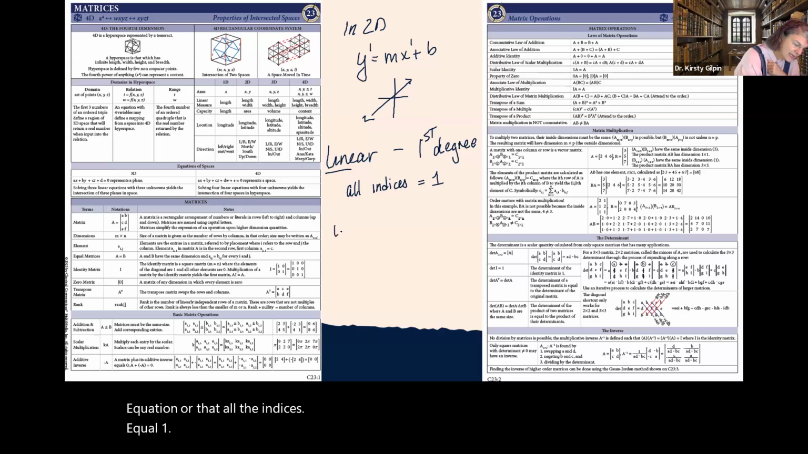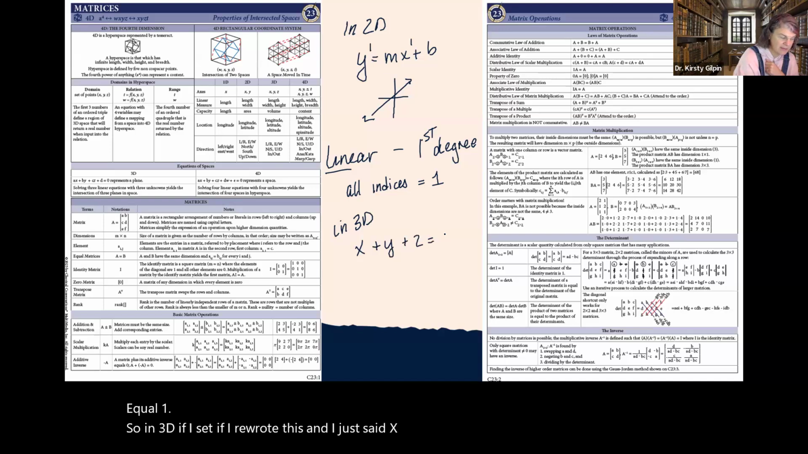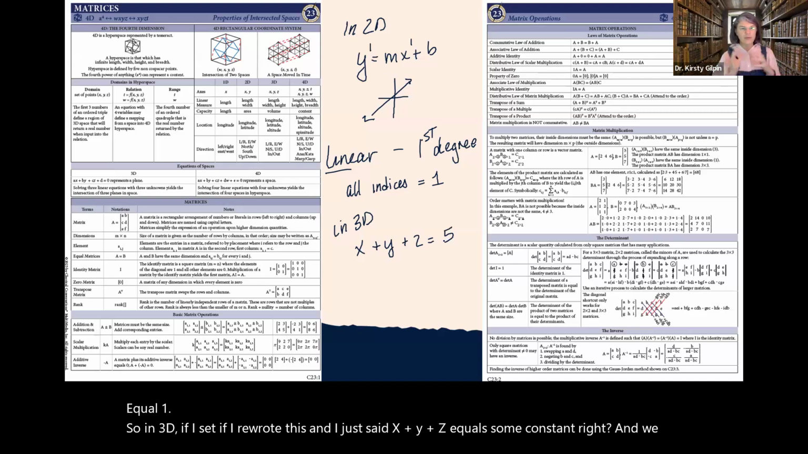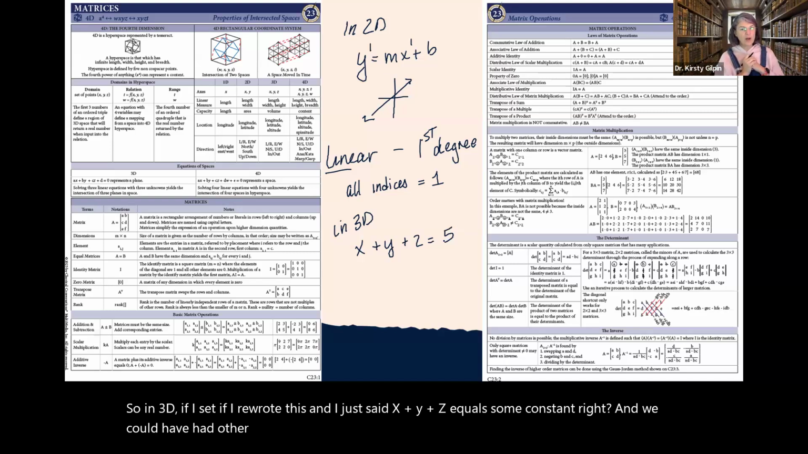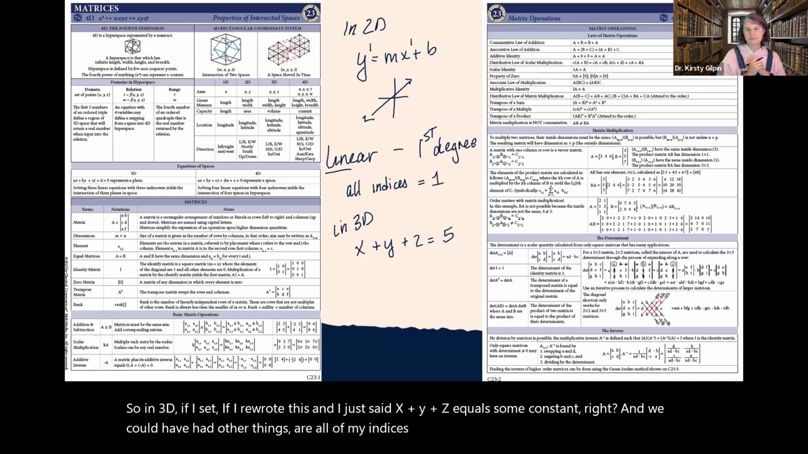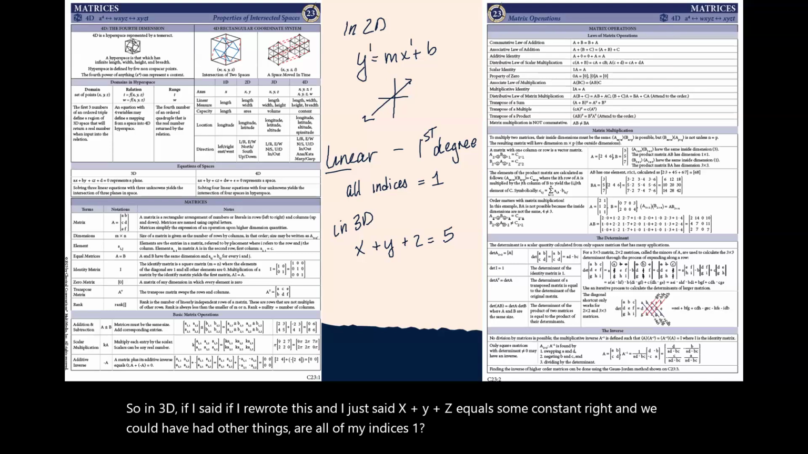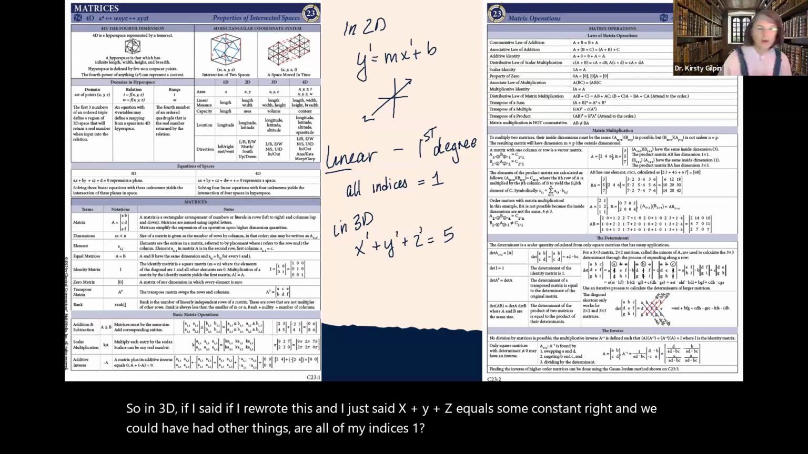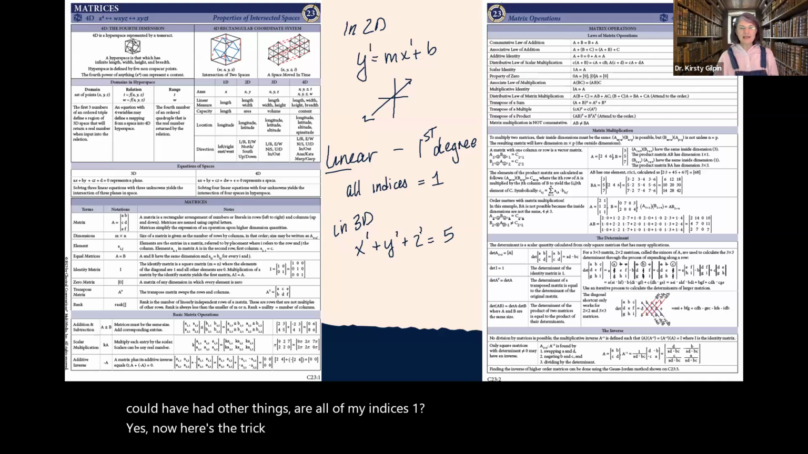So in 3D, if I rewrote this and I just said x plus y plus z equals some constant, and we could have had other things. Are all of my indices 1? Yes. Now, here's the trick question. In 3D, is that going to graph as a line?